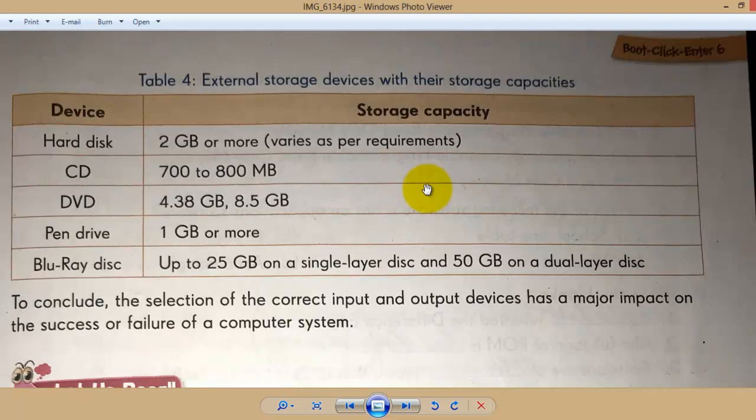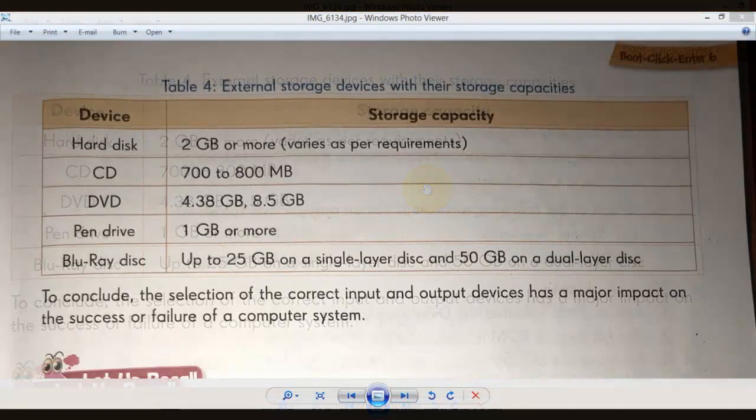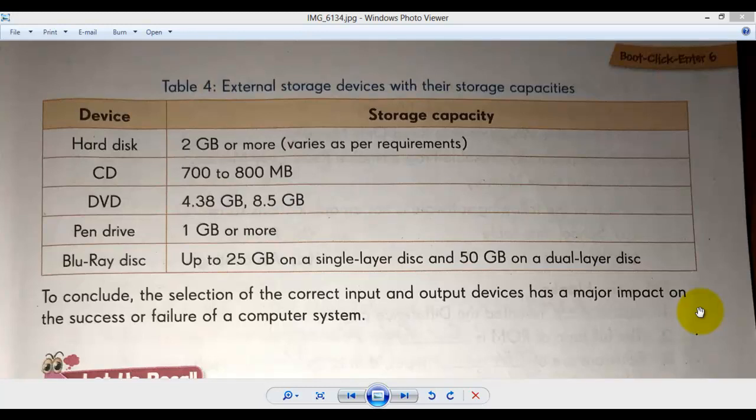To conclude, the selection of the correct input output devices has a major impact on the success or failure of a computer system. Here is what we have learned: input devices, output devices, and storage devices. These are all very important.